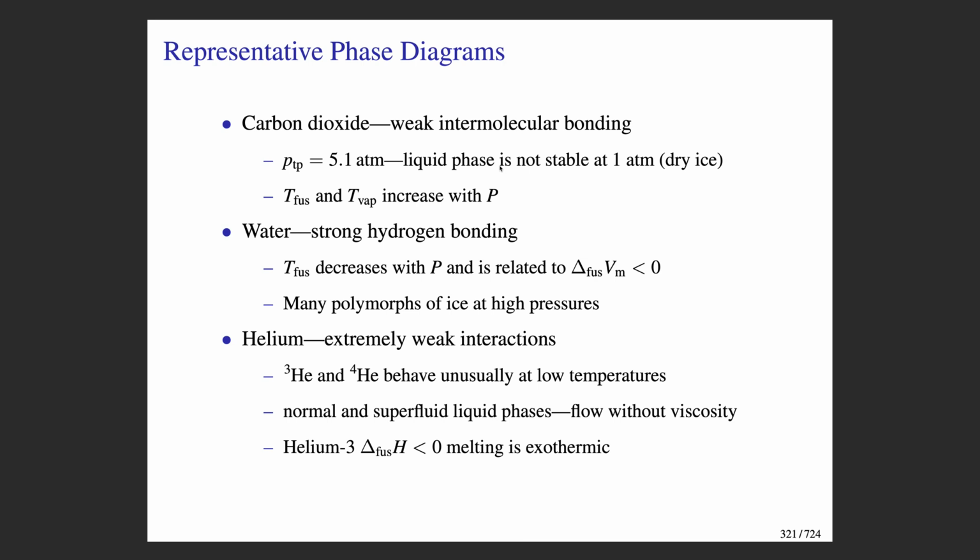Now, a really weird substance is helium, especially at low temperatures. Helium atoms have extremely weak interactions between them. Helium-3 and 4 behave very unusually at low temperatures. They have a normal liquid phase, and then they also have what's called a superfluid liquid phase, where if the temperature is low enough, helium-4, for example, is able to flow without any viscosity. That is, there's no resistance to the flow.